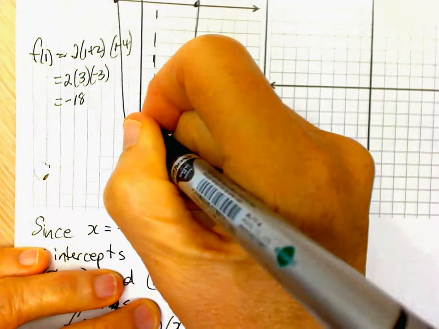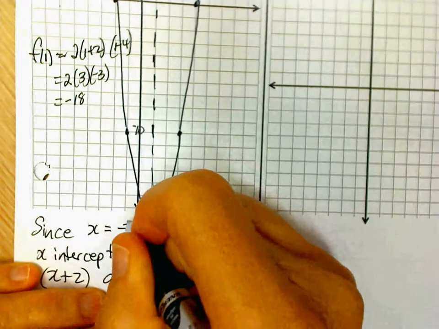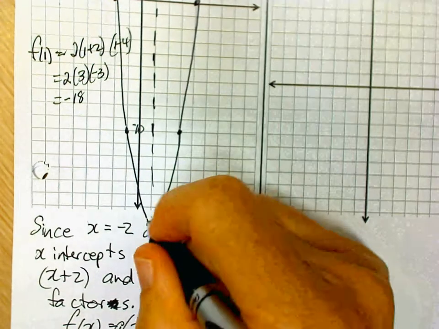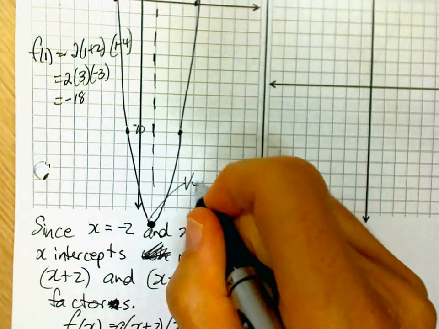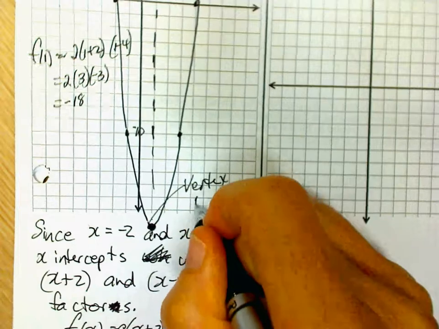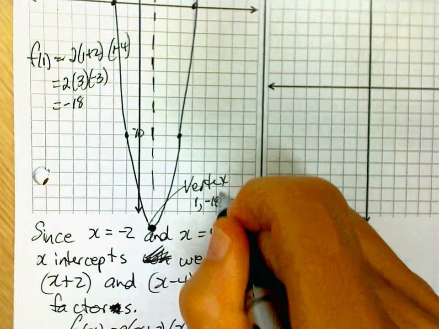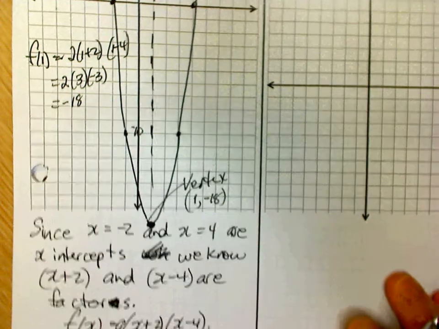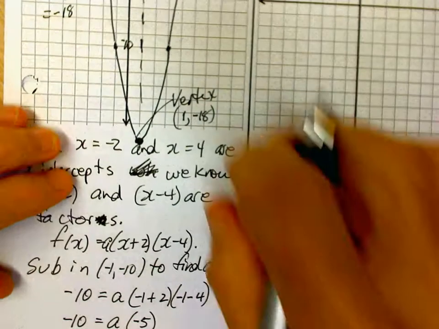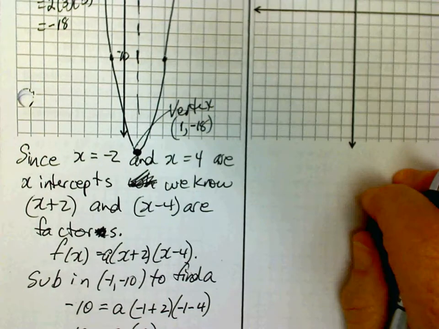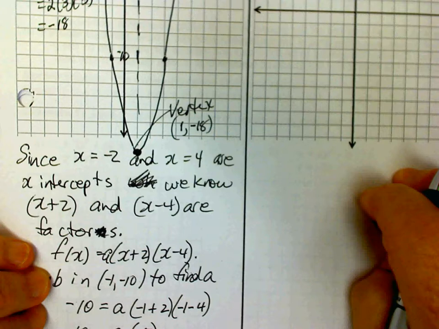This was -10, and this is -18. The vertex is (1, -18). It's not too bad, right? Can I explain anything better? Anything at all?